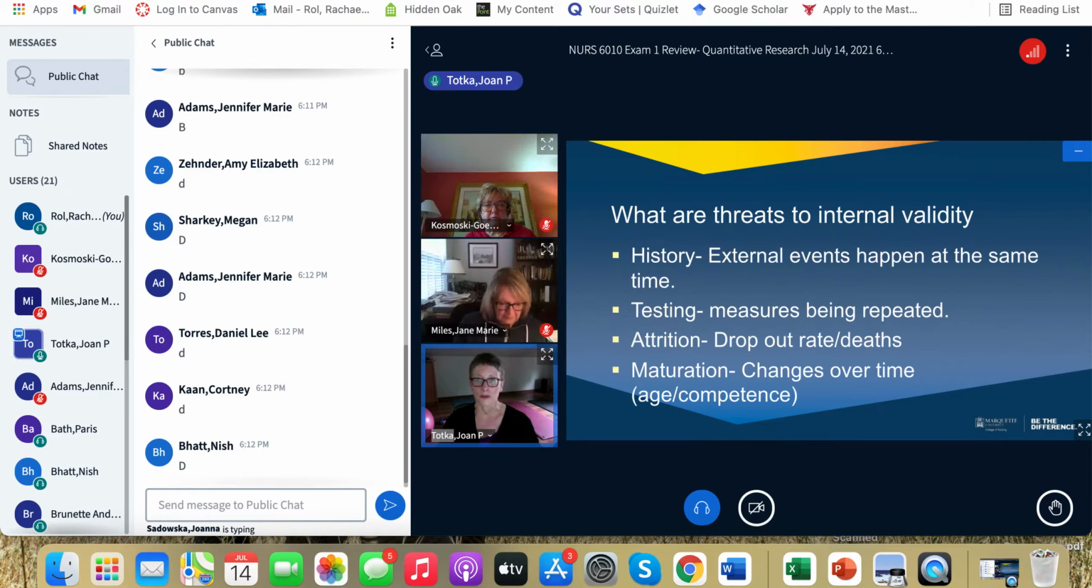So threats to internal validity, those are also in the book. There's history, meaning external events happen at the same time as the study, and that changes the outcome from the usual. Testing: if they repeat tests, sometimes that changes the results because they're testing and then they take it another time and it's not quite as valid. Attrition, whether they're dropping out or whether patients die.